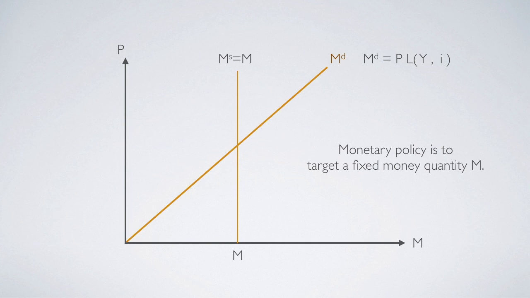Remember, in equilibrium, MS has to be equal to MD, which means that in equilibrium, these two lines have to intersect. Therefore, if monetary policy targets a fixed amount of money, M, the equilibrium condition will determine the equilibrium price level of the economy, which is P star on this graph.